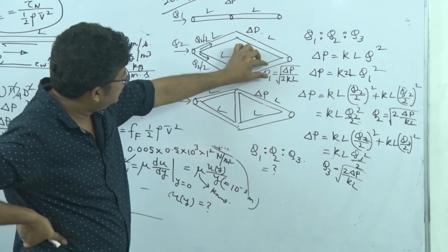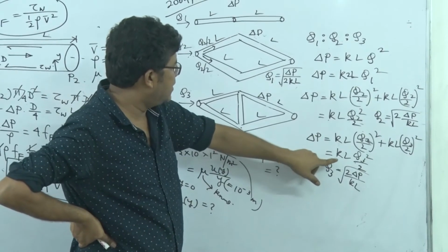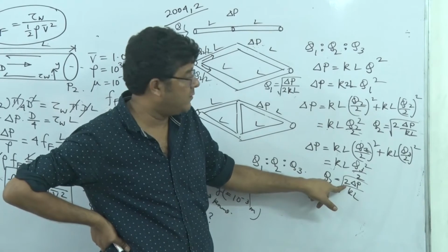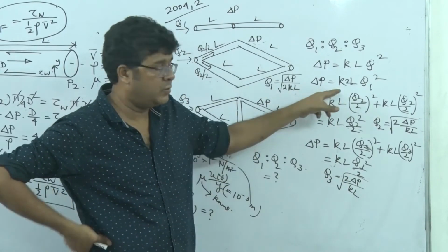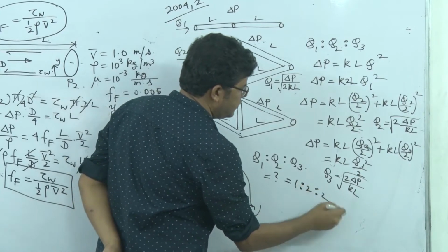Because if I multiply this ratio by root 2, here it will be this term excluding this 2. Here we will be having this 4, here also we will be having 4. So 1 is to 2 is to 2 will be the answer.